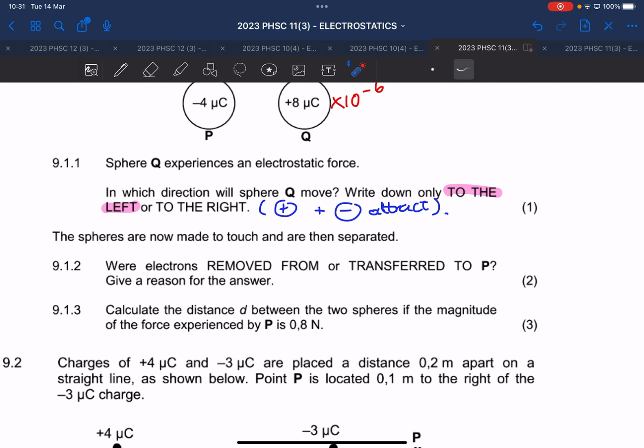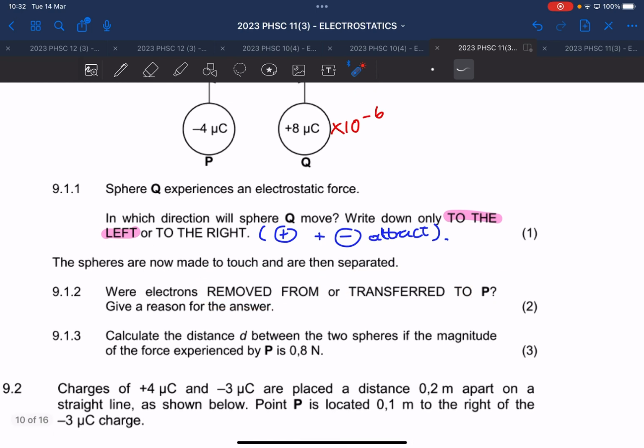Now they ask, were electrons removed from or transferred to P? Which one do you say? Did P lose electrons or gain electrons when they touch? There will be a transfer, but from where to where? Will P lose or will P gain? Let him think.